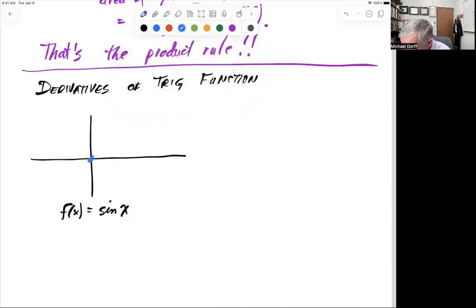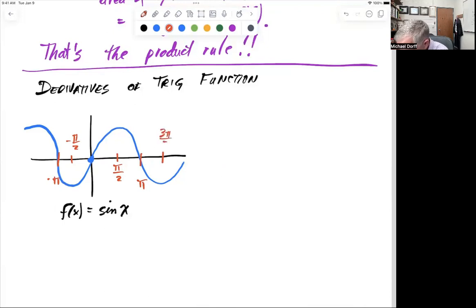Well, we know it goes through the origin, and it is a kind of wave shape that looks like this, and it repeats itself. And here I've got at the top, it's pi over 2. Here it's negative pi over 2, and it crosses here at pi and at negative pi. And then also here we have 3 pi over 2, and likewise negative 3 pi over 2.